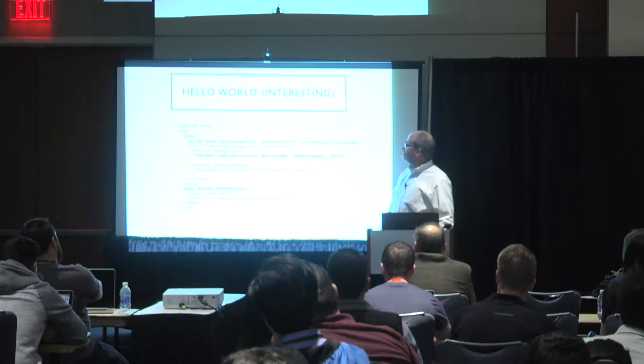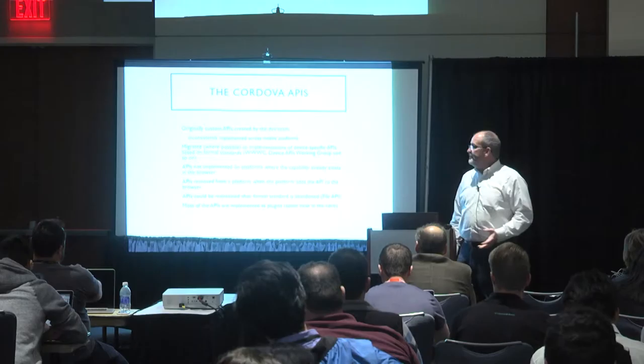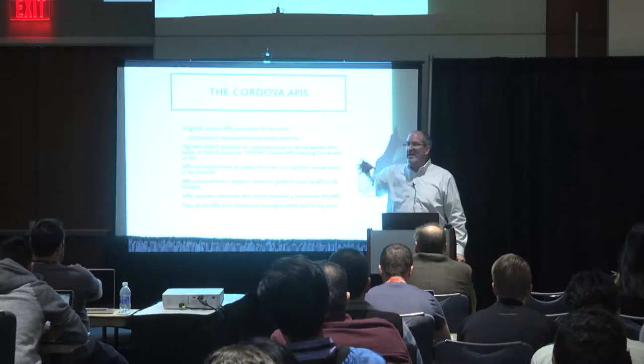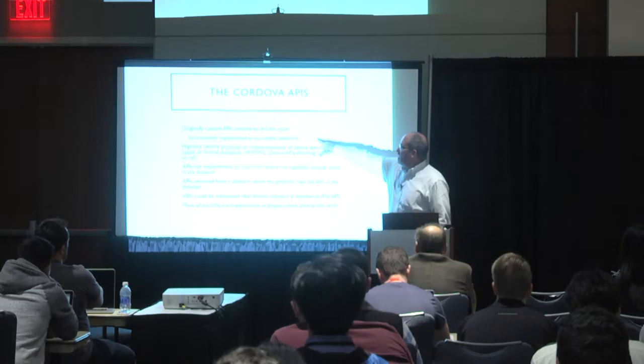And then to see the Cordova APIs. The original set of APIs were created by the Cordova team. Interestingly, they were inconsistently implemented across platforms. So the camera API on iOS was different from the camera API on Android. Thank goodness they fixed that. So now you have a consistent API. And then they've migrated the APIs to W3C specifications where they became available.